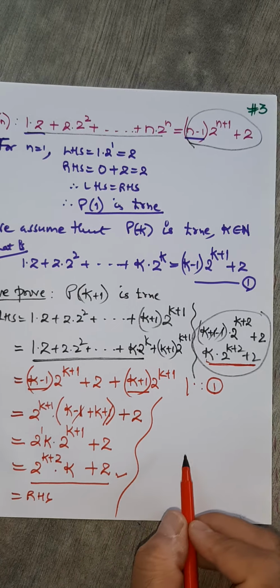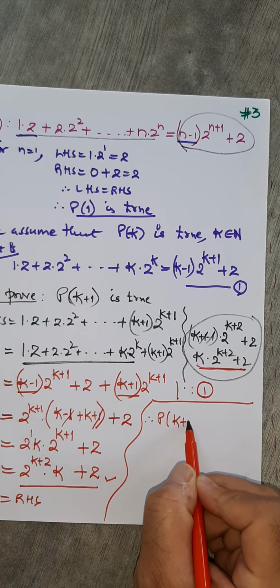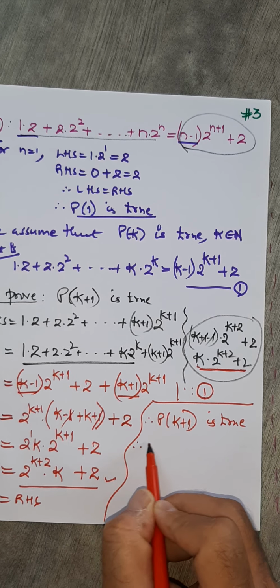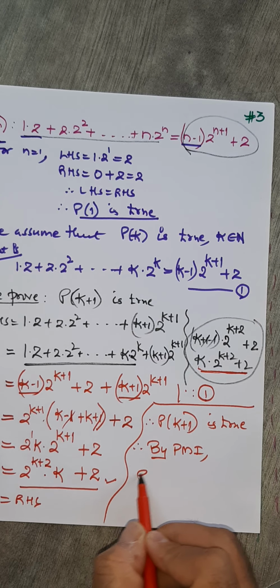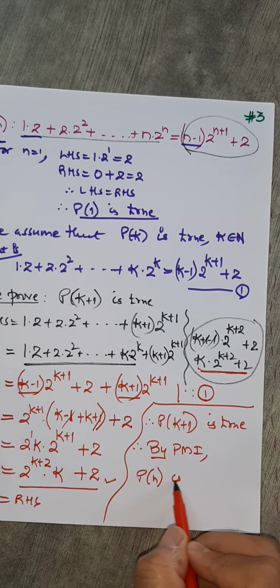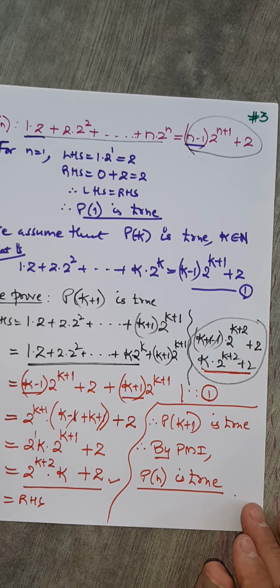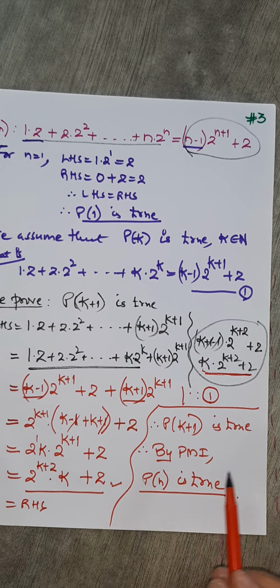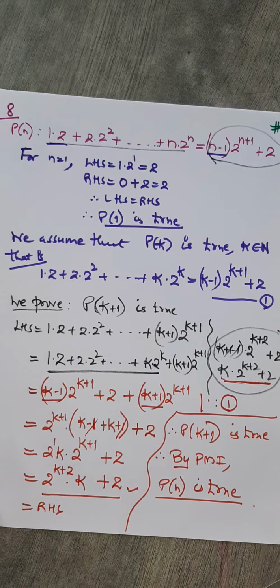Therefore, what is your conclusion? Therefore, you can say that P of k plus 1 is true. And therefore, by PMI, by the principle of mathematical induction, P(n), the given statement, is always true for all natural numbers. PMI says that the given statement must be true for all natural numbers.